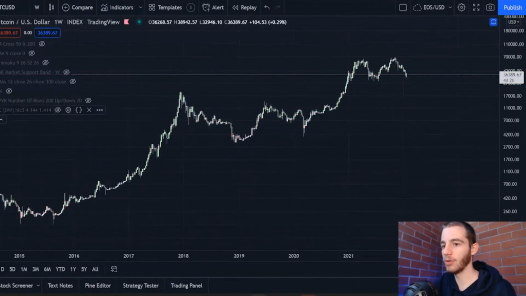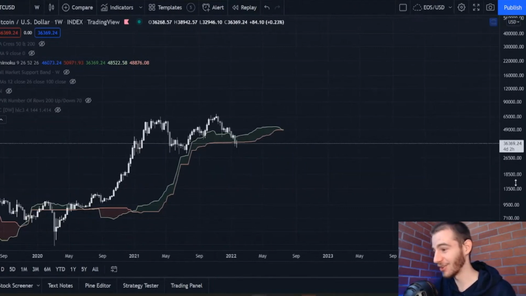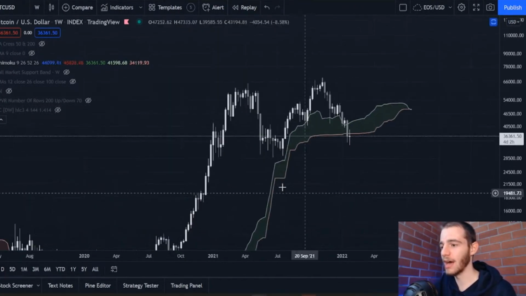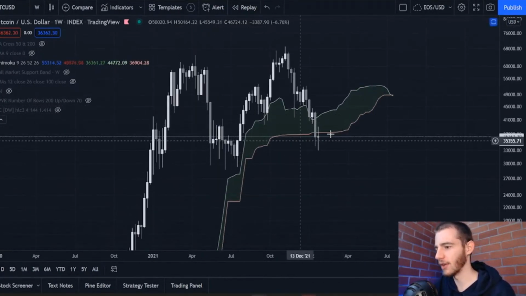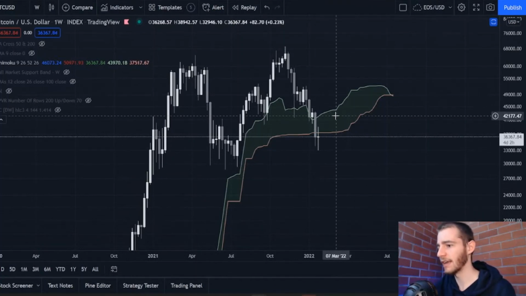Okay, and we're looking at another thing called the Ichimoku cloud, which I've already looked at before, and we can see that the Ichimoku cloud on the weekly chart is very, very important. And we've actually dropped below the cloud itself, closed below it, and now we're kind of testing it for resistance right now, which is, again, very bearish.